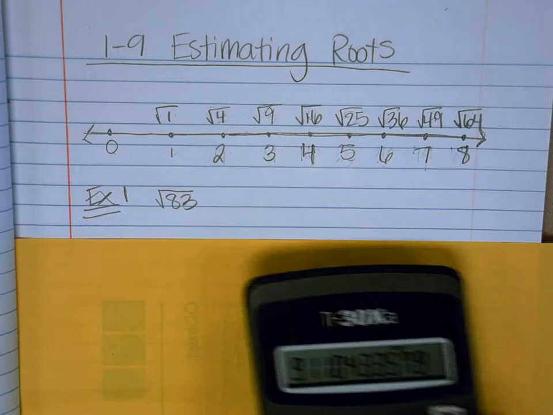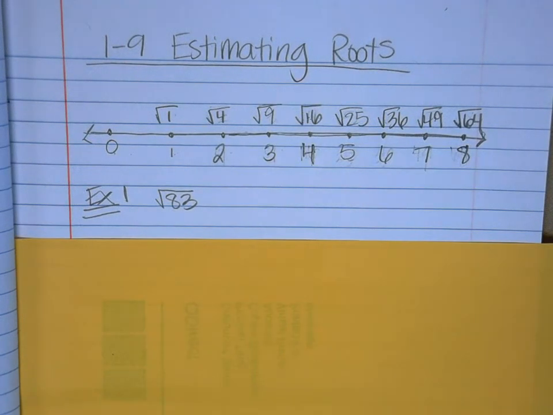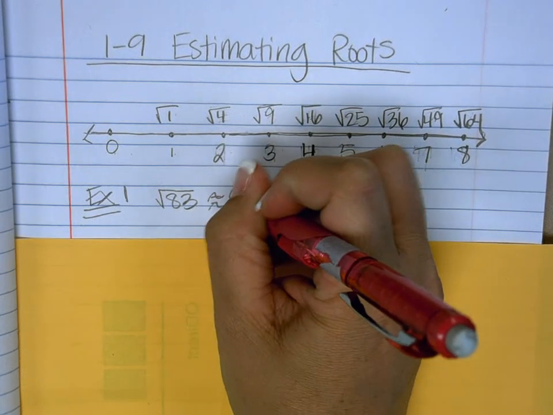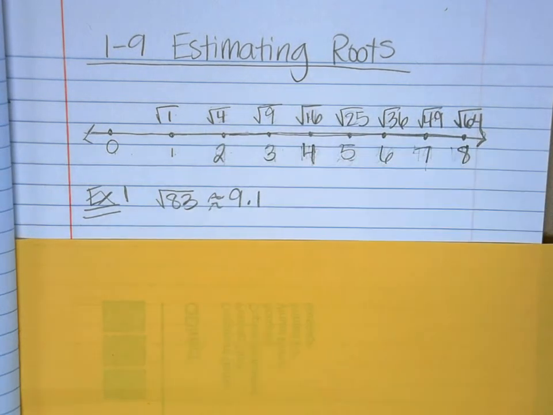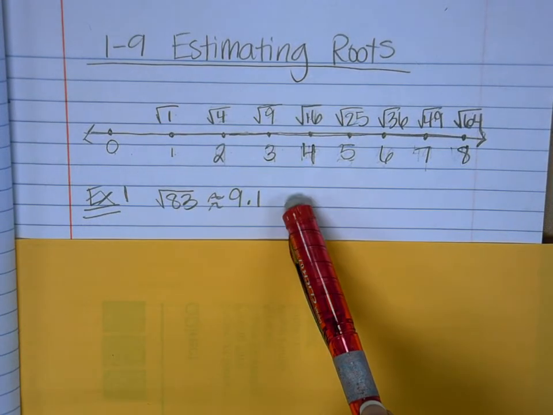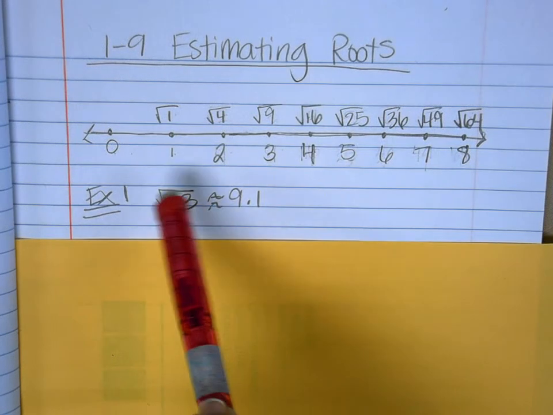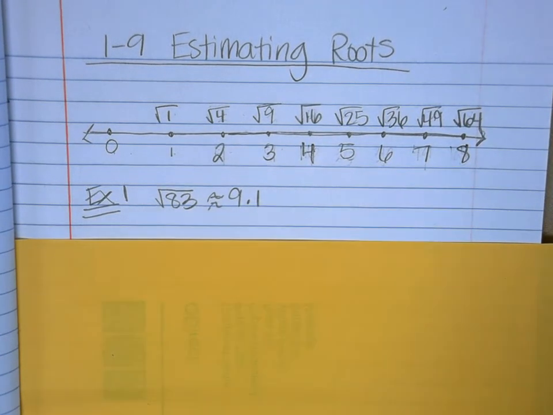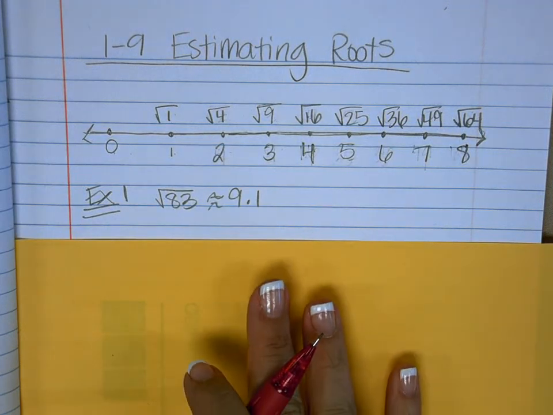Because you know how the square root of 81 is 9? So this approximates to 9.1. So what number is this closest to? 9. But if you didn't have a calculator, you could estimate and go, oh, I know the square root of 81 is 9, so it's closest to 9. Yes, you can do this on my script.